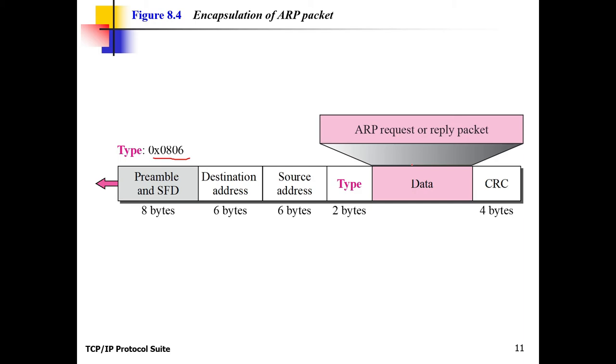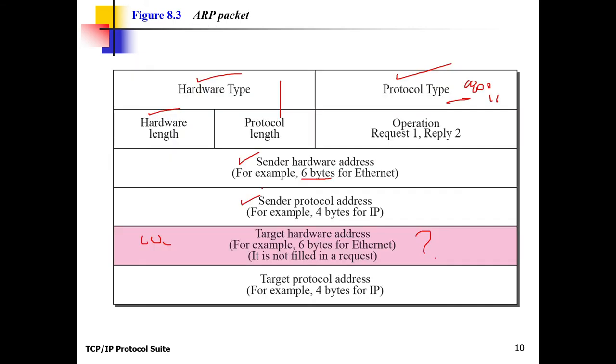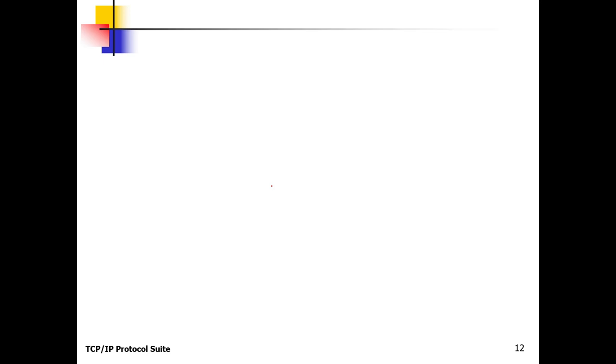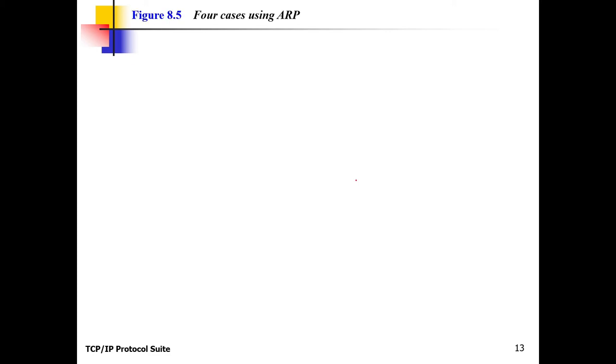It will fill in all the information, and the ARP request is a broadcast, as we learned before. So don't forget, the request is a broadcast, received by all machines, and then a unicast will come back. So the ARP request is a broadcast, and the ARP reply is a unicast.